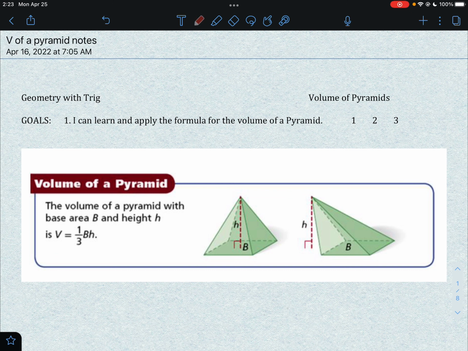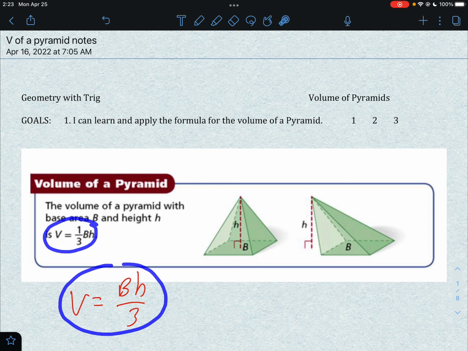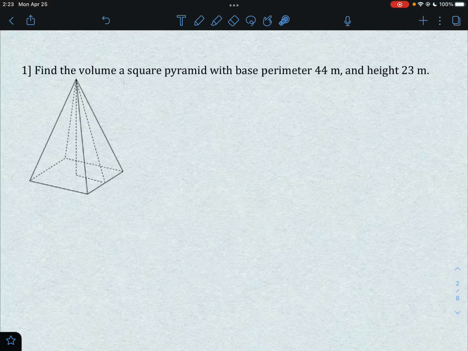Now, once again, we can write this a different way. We can write it like this: BH over 3. Again, same formula as the first one, just written a different way, multiplying by 1/3 or dividing by 3. In this video, I'll be using this one often, but if you use this one, it works just the same. Okay, let's jump right into our first problem.